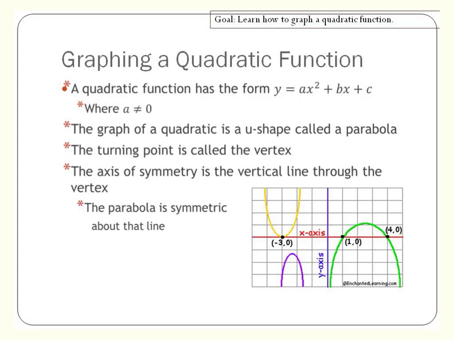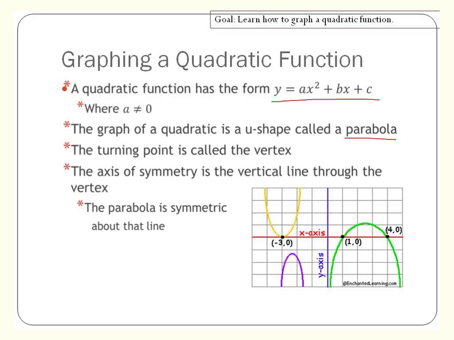So first of all, what does the graph of a quadratic function look like? Because so far we've only graphed lines. So the graph of a quadratic function is a parabola. And this y equals ax squared plus bx plus c is the standard form for quadratic. When you graph it, you get these U-shapes that are called parabolas.